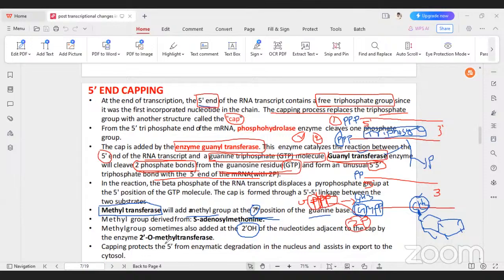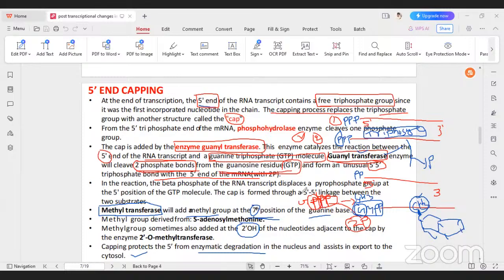Now capping protects the 5' end from enzymatic degradation and helps nuclear export to the cytosol. Another important thing is why the cap is required at the 5' end. The cap is for protection. All this reaction takes place inside the nucleus. In the nucleus, a number of exonucleases and nucleases are there. These nuclease enzymes will degrade the pre-mRNA.